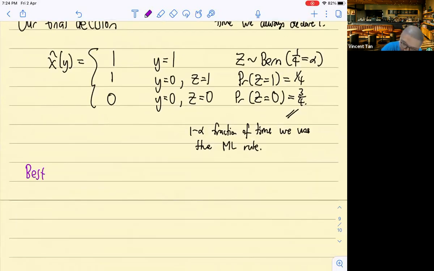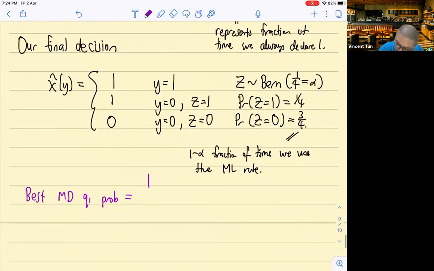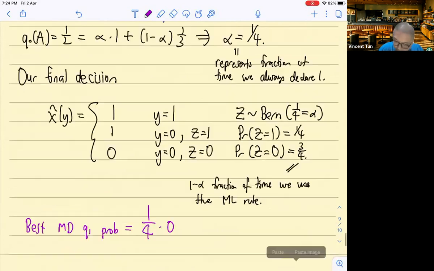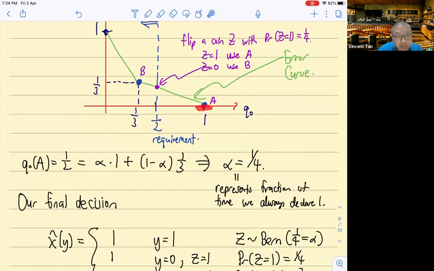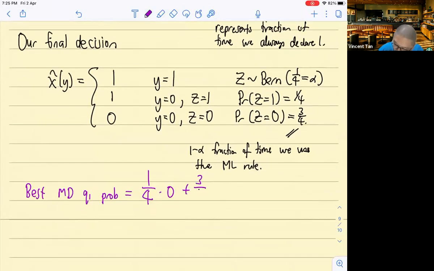The best misdetection, or Q1 probability, would be equal to what? Well, it will be nothing but 1/4 times 0. Because this guy here is 0, okay, the y-axis 0, 1/4 of that, and 3/4 of what? 3/4 of 1/3, which is equal to 1/4, which is less than 1/3. So you do better and your boss is happier. Is that clear? If we use this rule, we can do better than a threshold test.